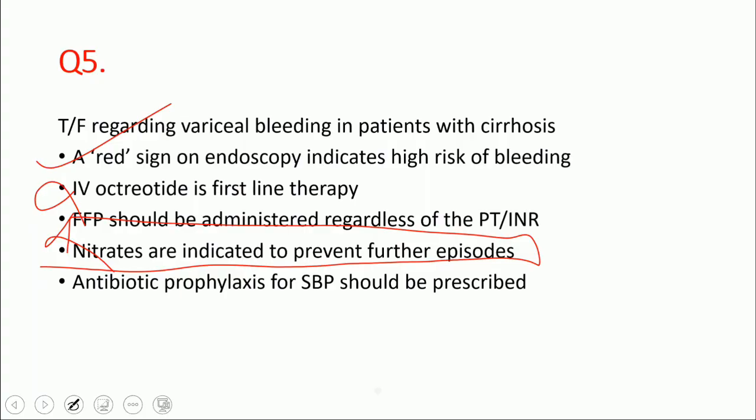Chamat? Sir, regarding the first line therapy, what about volume depletion before terlipressin?